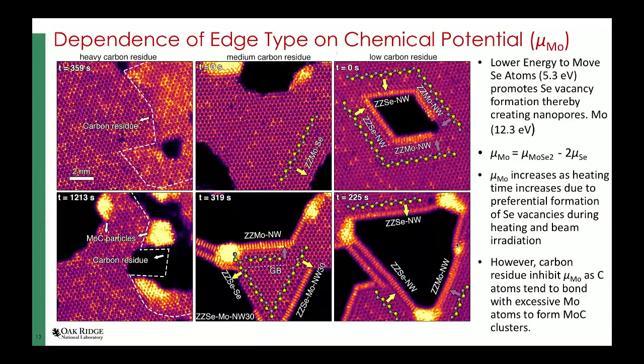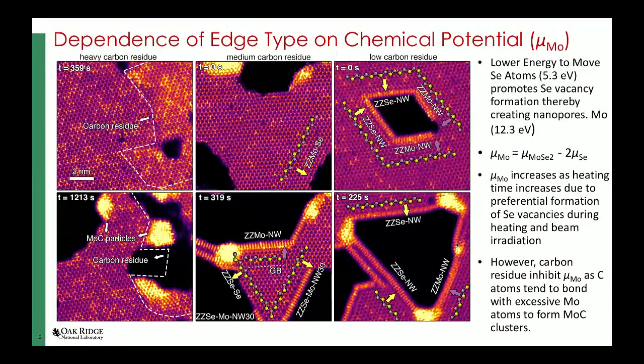The way we do that, we want to have some kind of parameter that we can tune. In this case, when we're looking at the transformation of molybdenum disulfide into functional nano edge structures, we want to be able to turn the knobs as far as temperature and as far as the chemical potential. If we increase the moly chemical potential due to heating, this increases the preferential formation of selenium vacancies during heating and beam irradiation. And this excess carbon residue on the surface tends to change the moly chemical potential. You can think about that as an affinity to form new structures.